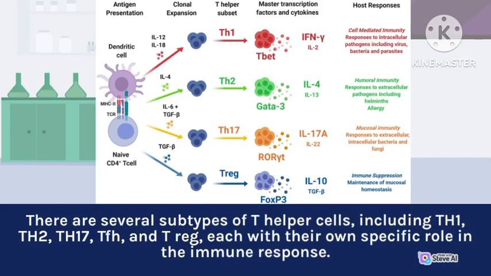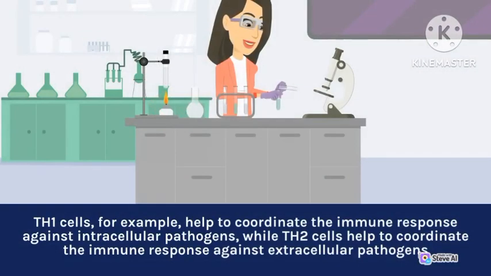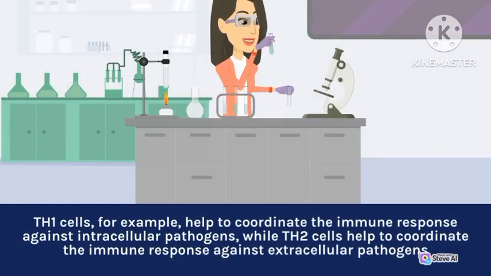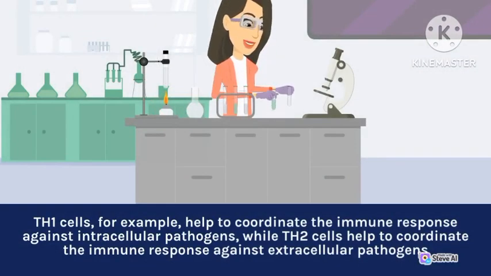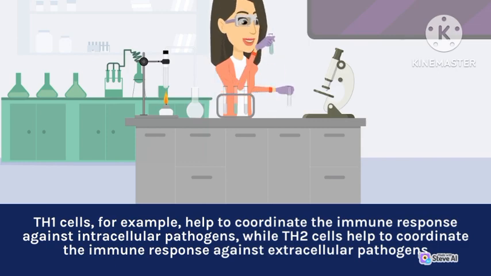There are several subtypes of T helper cells, including Th1, Th2, Th17, TFH, and Treg, each with their own specific role in the immune response. Th1 cells, for example, help to coordinate the immune response against intracellular pathogens, while Th2 cells help to coordinate the immune response against extracellular pathogens.